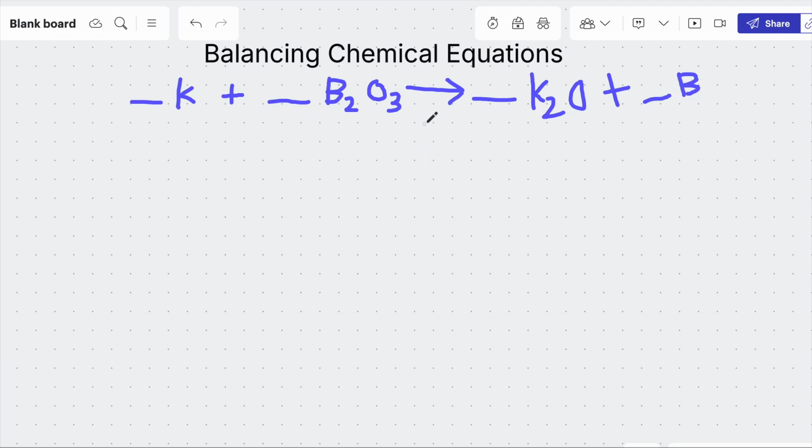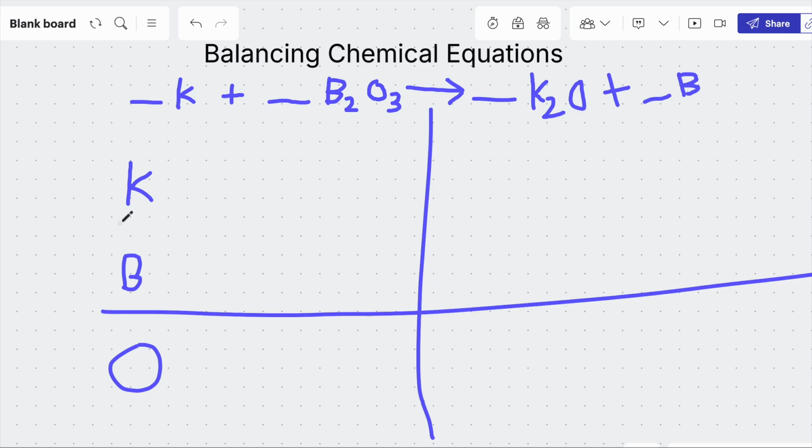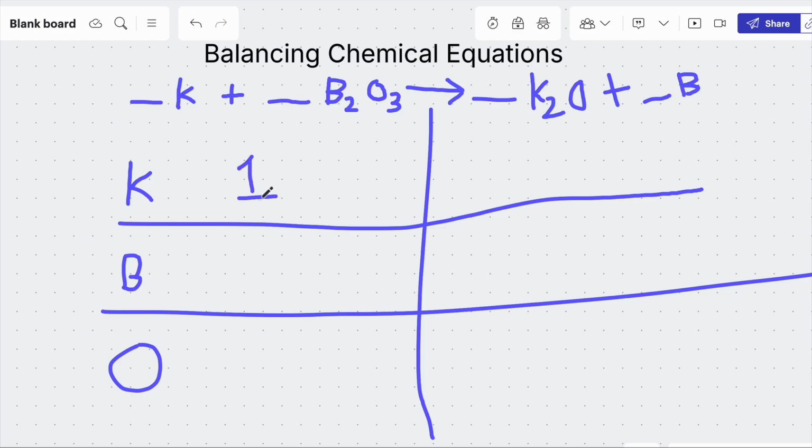I don't think this one will be that bad. So, get our chart set up. We can see we got K's, B's, and O's. So on this side, this one's pretty straightforward. We only got one K by itself over there. Got B2, so we got two B's, and O3, so three O's. On this side, we got K2, so that's two K's. Remember that would be like O1, so we'll have one O and just one B right now.